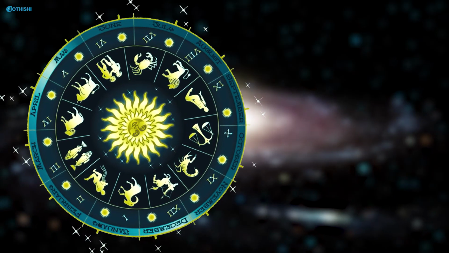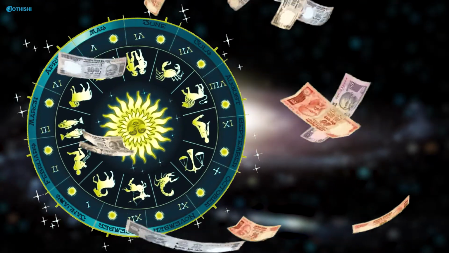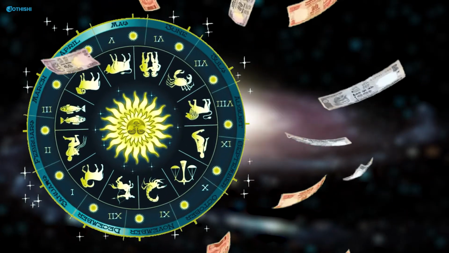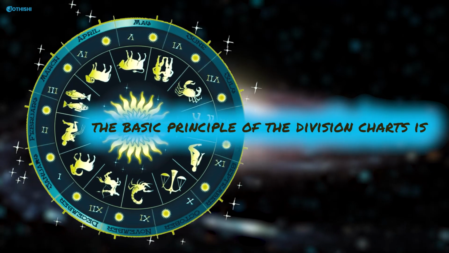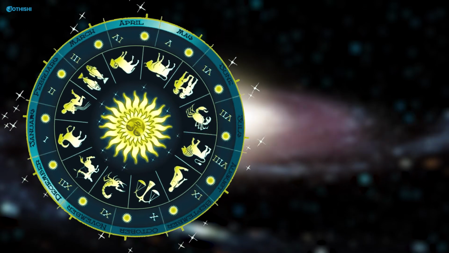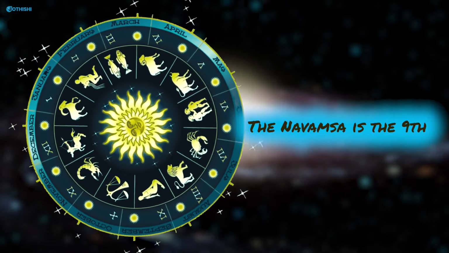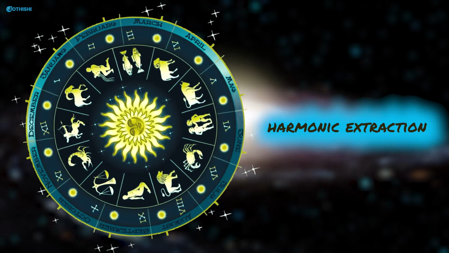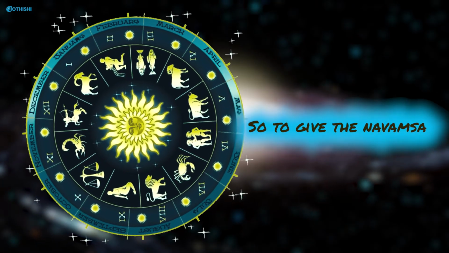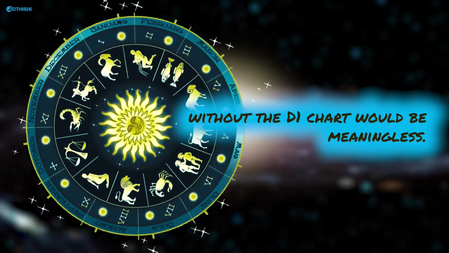The 10th house also indicates the area from where money can flow into our life depending on the planets placed in that 10th house. The basic principle of the divisional charts is that they are extracts from the main D1 or the Rashi chart. Without a D1 chart, there is no possibility of any number of divisional charts. The Navamsa is the 9th harmonic extraction of the main chart. So to give the Navamsa the importance of being read in isolation without the D1 chart would be meaningless.